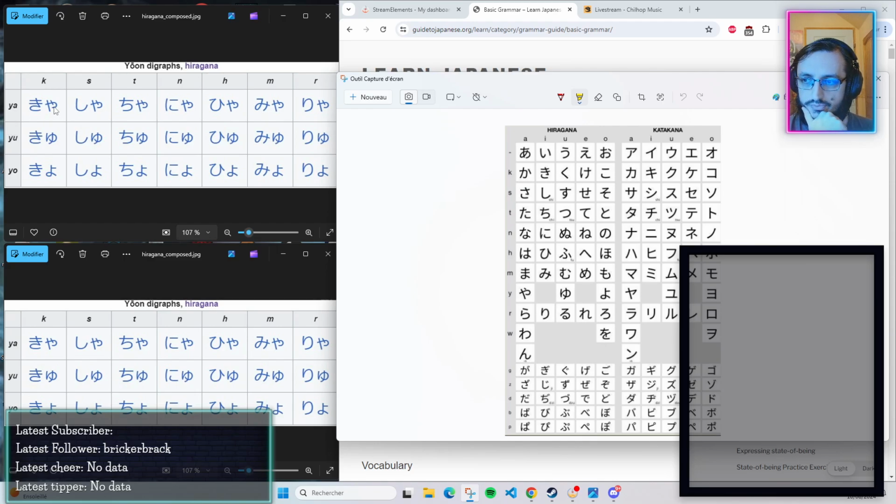So basically, to use those, we will use the i line, which is here. So ki, shi, chi, ni, hi, mi, and ri, which you can find here as the first symbol. And we will mix them with the ya, yu, yo to make another sound, basically another syllable.